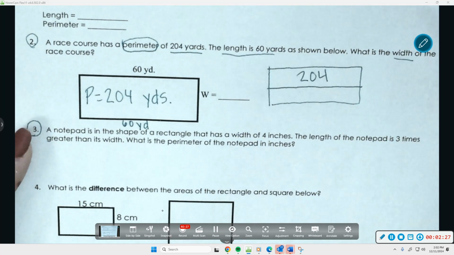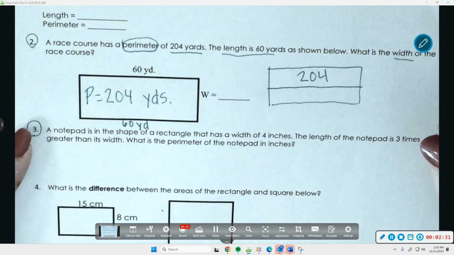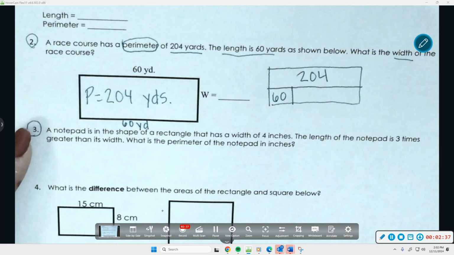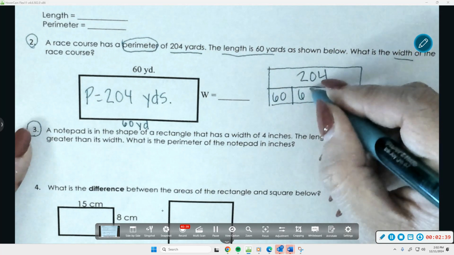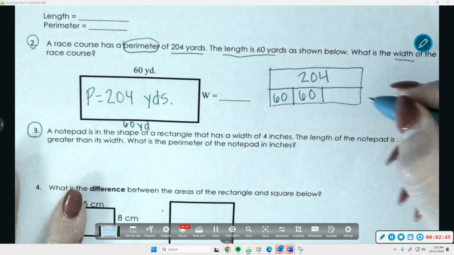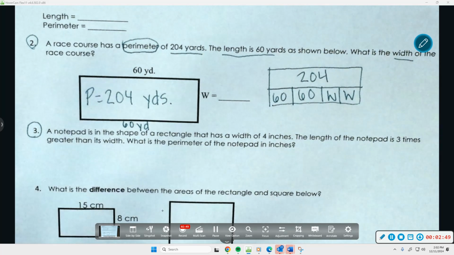Okay, now, what else do I know, Forrest? What can I put in my bottom part of my strip diagram? 60 yards. Okay, 60 is my one side. Thank you. And now what am I looking for? I'm missing what, John? You're missing 2 W's. Thank you. 2 W's. Great job.